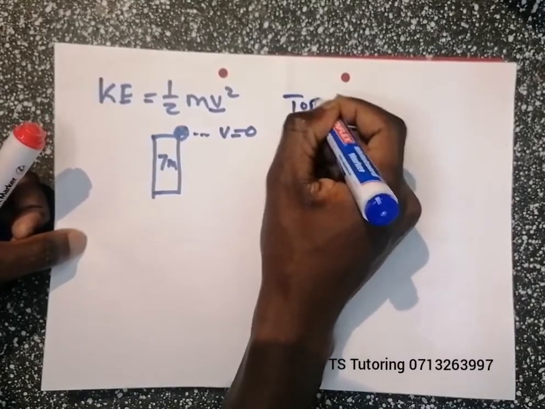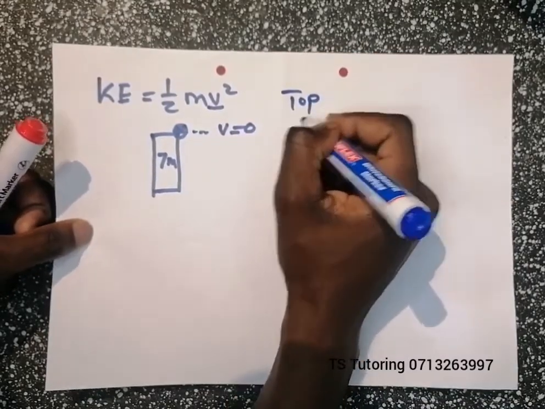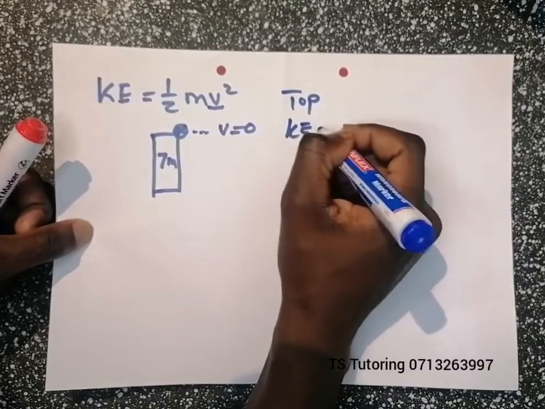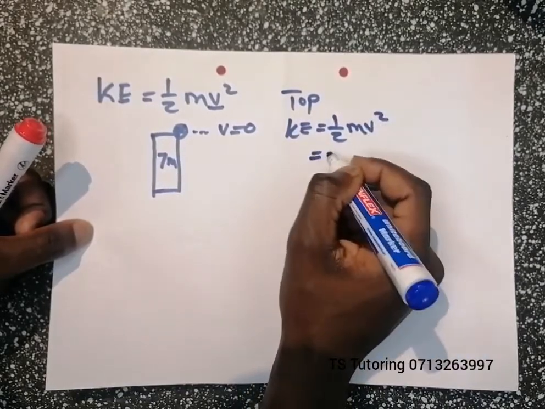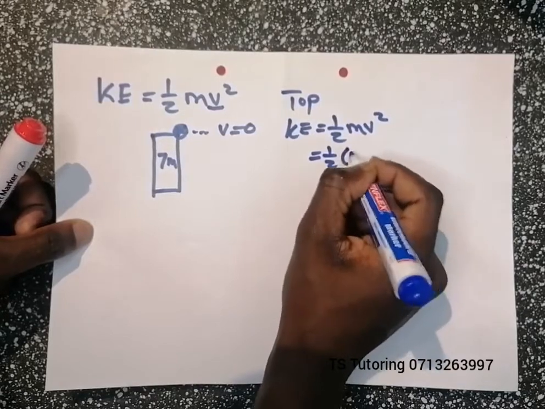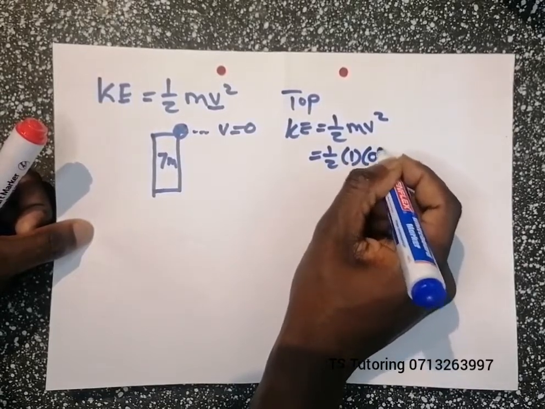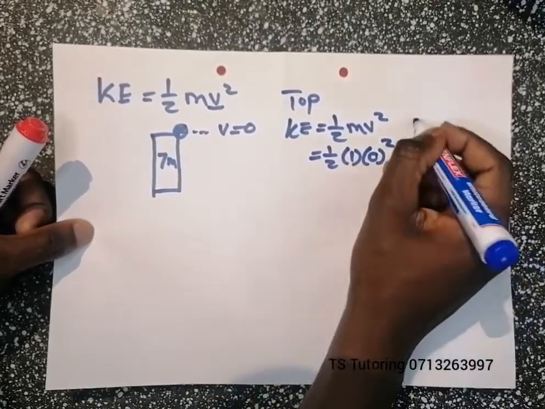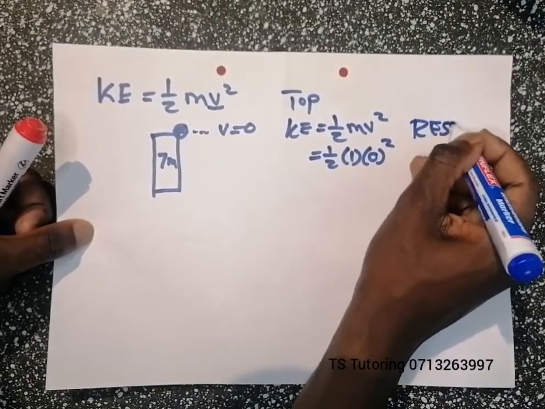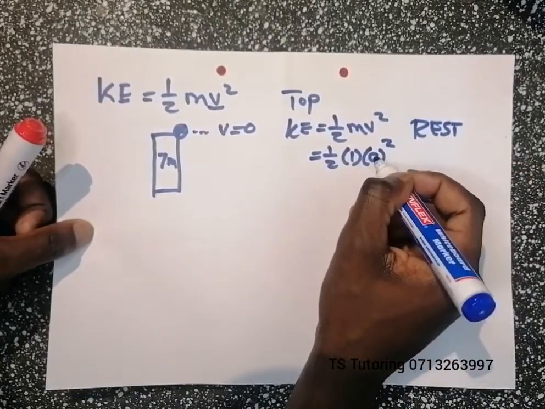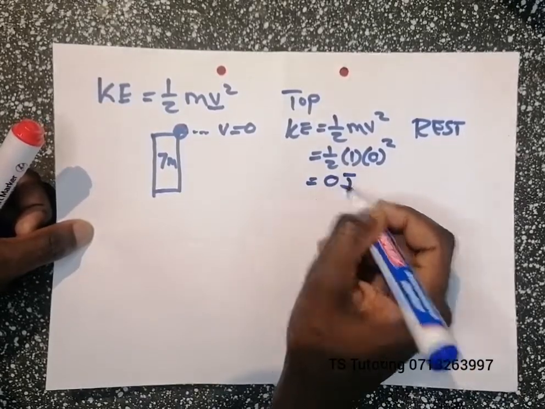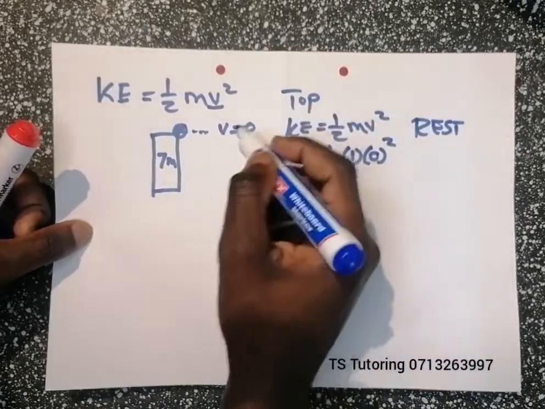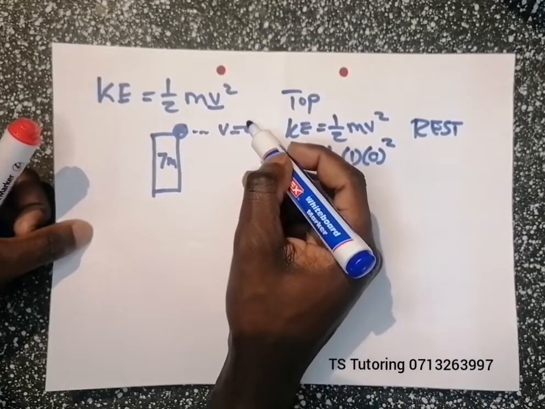So at the top, our kinetic energy of the ball will be half mass velocity squared. So half, the mass is 1. Now the velocity is 0 because the ball is at rest. So once you see words like rest, know that the velocity is 0. And anything multiplied by 0, we're going to get 0 joules of kinetic energy. So at the top, kinetic energy is minimum.